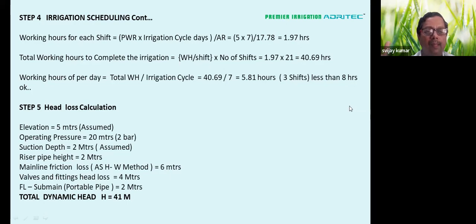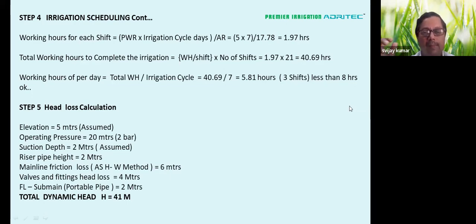Now you know that you have to complete this entire irrigation cycle within 8 hours only. So is my design all right? Let me go back and check that. The total working hours over here is coming to say 40.69, or say 42 hours, and I am having an irrigation cycle of 7 days. So it's only going to come to 5.8 hours, or 3 shifts. So it is definitely going to come to less than 8 hours.